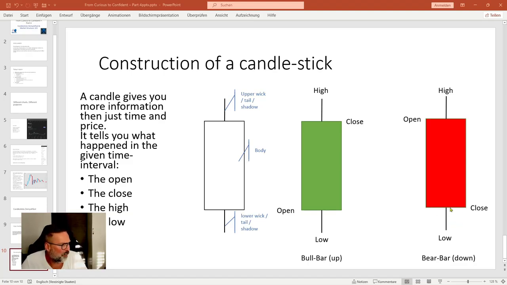To wrap this up, a candle gives you more information than just time and price. It tells you what happens in the given time interval. You see the open, the close, the high and the low. A bull bar closes higher than it opened. A bear bar closes lower than it opened.